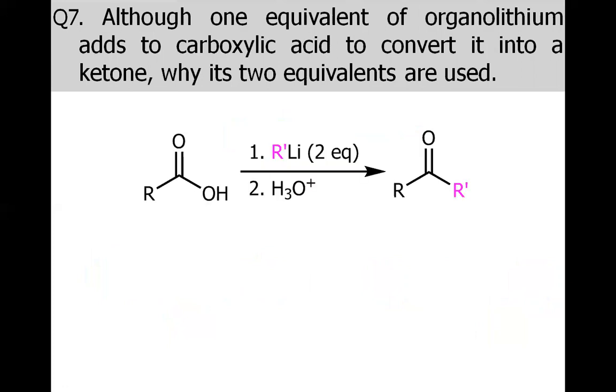Question 7, this is the last question of this assignment. It says, although one equivalent of organolithium adds to carboxylic acid to convert it into a ketone, why do we bother to use two equivalents? So this is the equation for the conversion of carboxylic acid into the ketone. And if you see, overall the OH of this carboxylic group has been replaced with the R prime, which must have come from this organolithium. So apparently we see that only one equivalent has been added. So why do we bother using two equivalents? So this is the question.